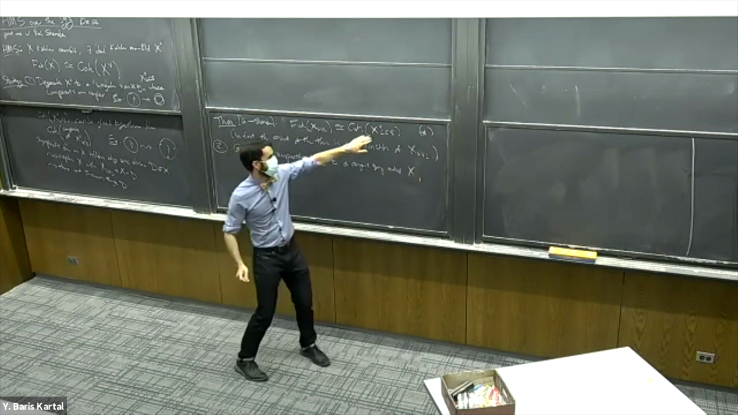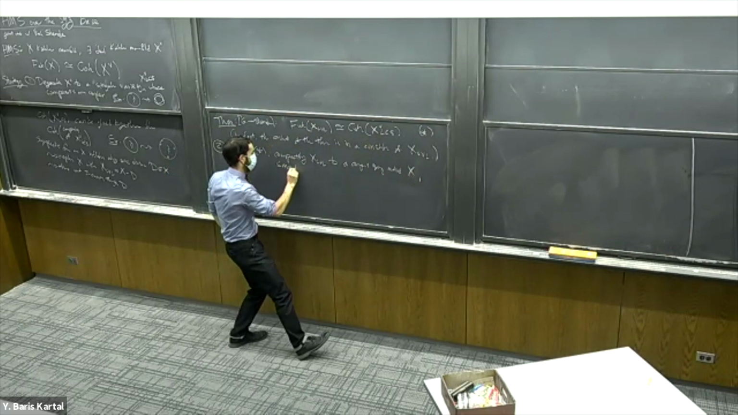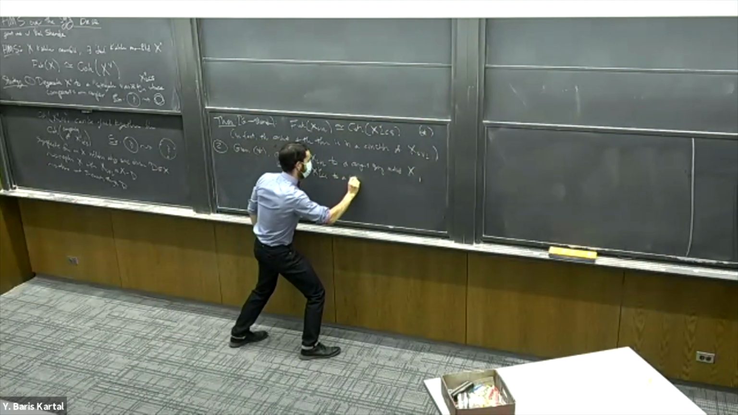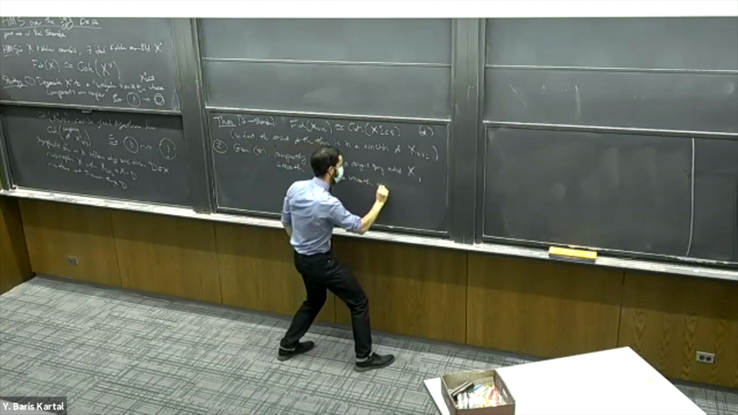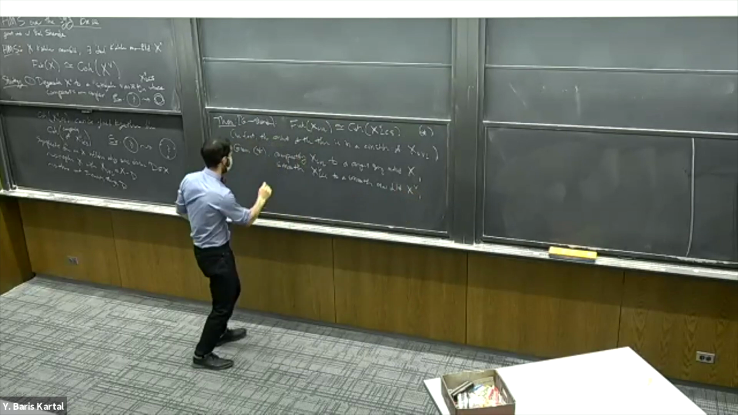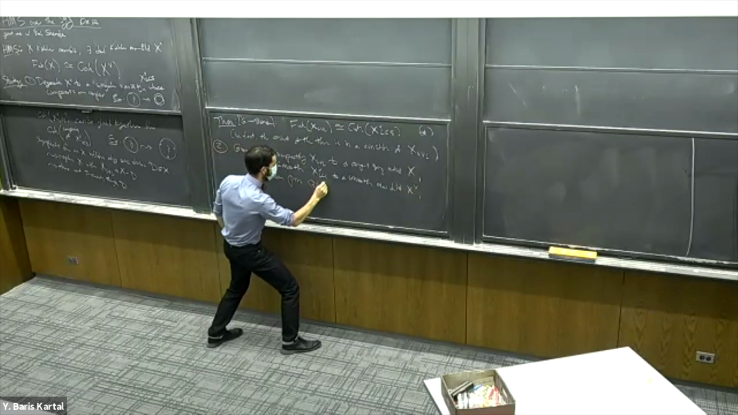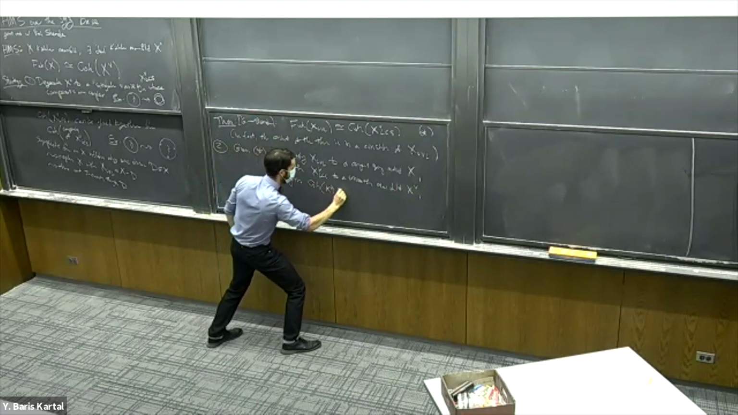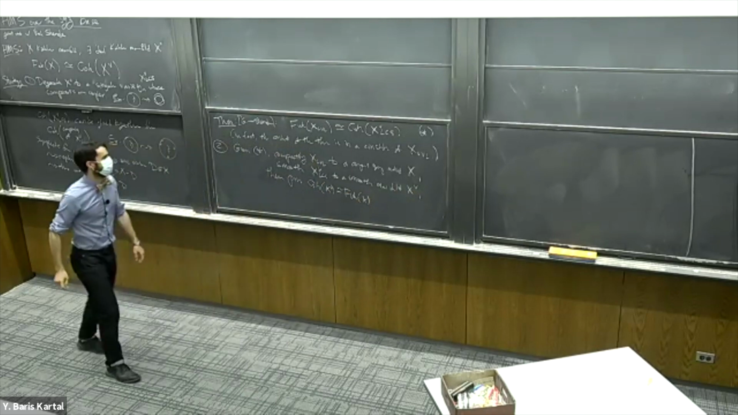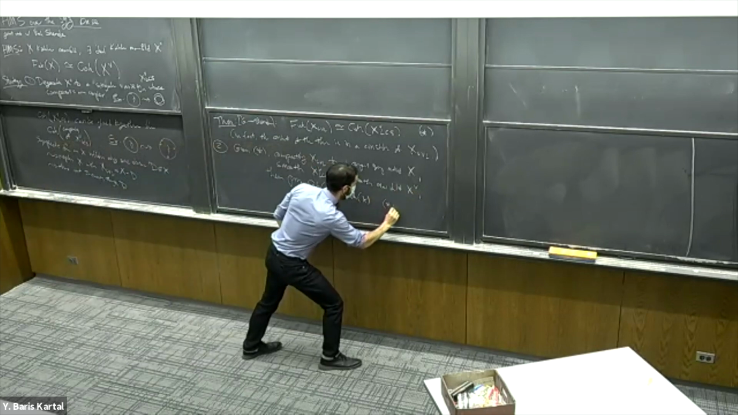And this space right now is a singular algebraic variety, so we'd like to smooth it to a smooth manifold X check, and then prove that coherent sheaves on this X check is equal to the Fukaya category of X. So step two is going to be this equivalence, let me call this star star.